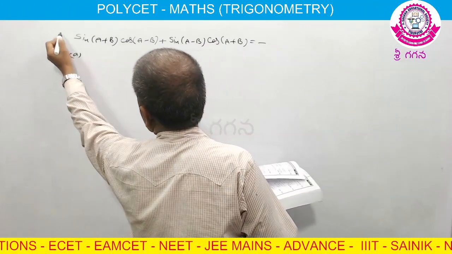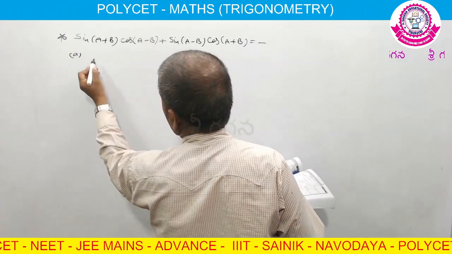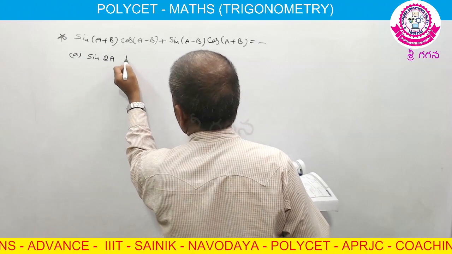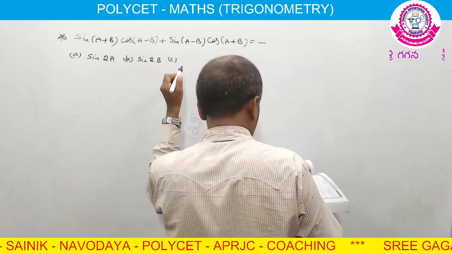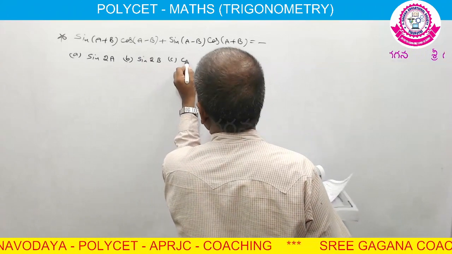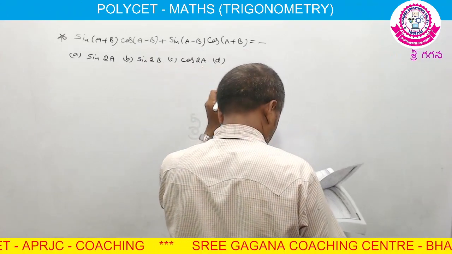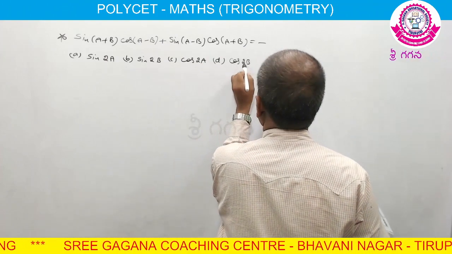Options given: first option sin 2a, second option sin 2b, third option cos 2a, fourth option cos 2b.